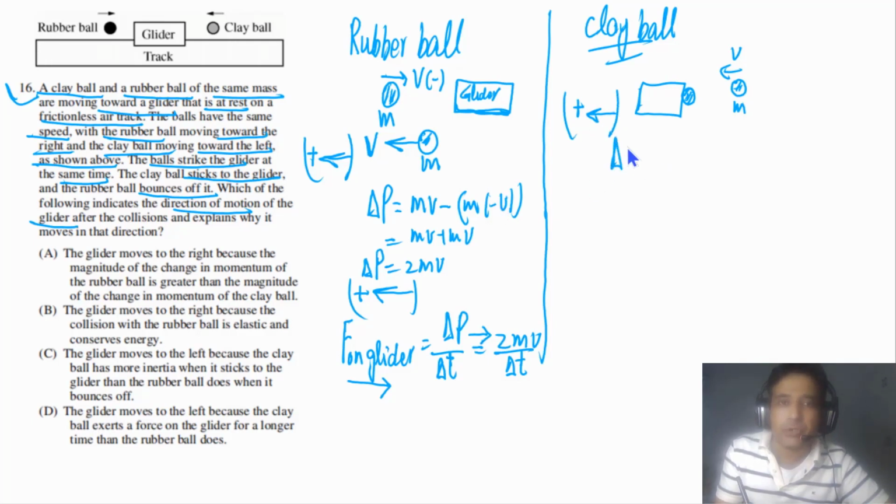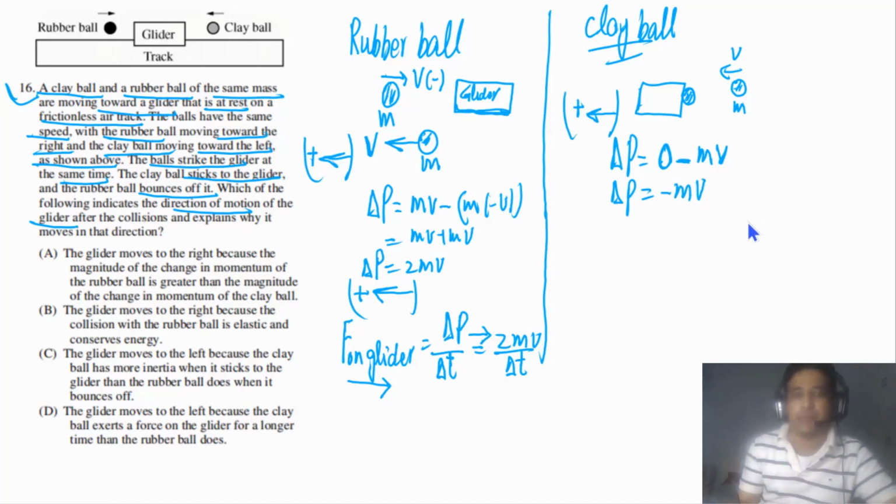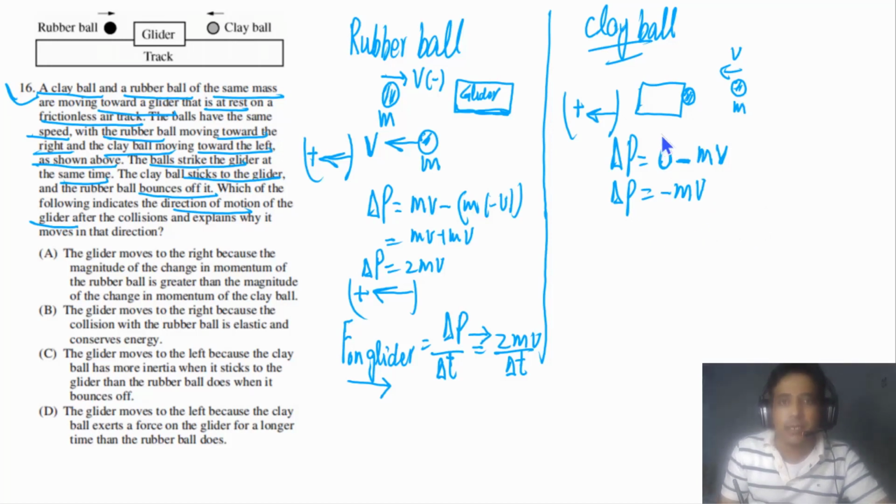So we can write down the change in momentum. As the final speed is 0, the final momentum is equal to 0, and we have minus m v. So in this case, the change in momentum is minus mv. This minus mv simply tells us that the change in momentum of the ball is to the right. Delta p is equal to mv, and this is to the right. This is for the clay ball.